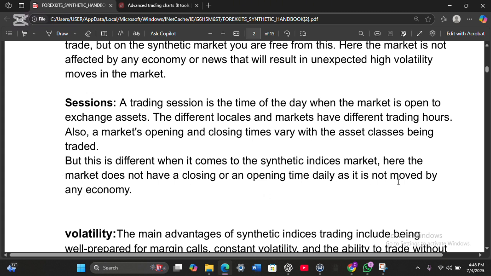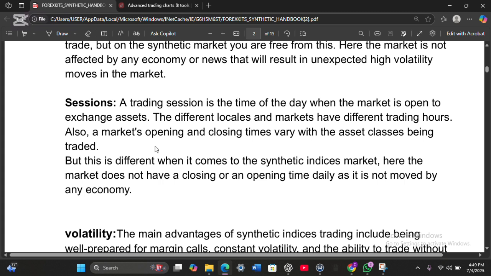So what is different when it comes to synthetic? The market does not have a closing or opening time, and it is not moved by any economy. So what I'm trying to say here is that when it comes to the forex market, we have different types of sessions. You'll be hearing London session, New York session, Asian session, Sydney session. Each trading session has its hours, and within a day there are different sessions that you can trade. Those that are looking to explore the forex markets, you get to know about that.